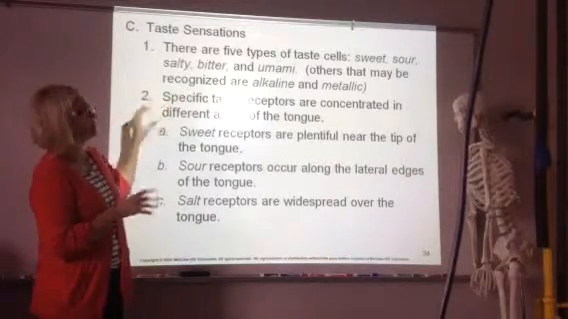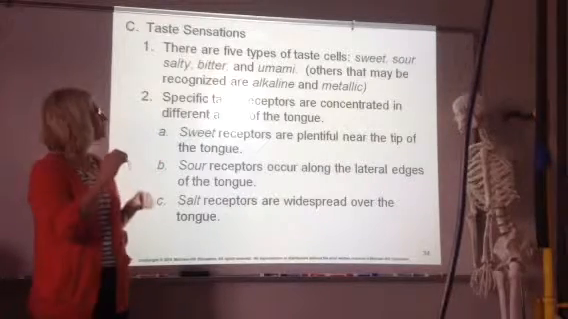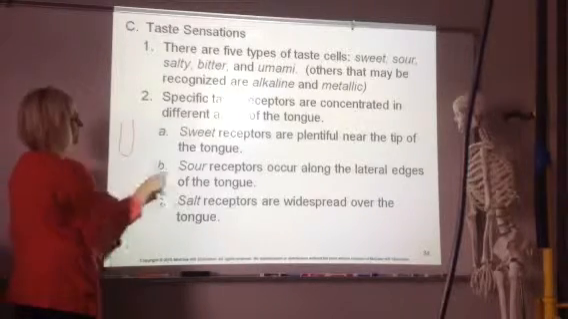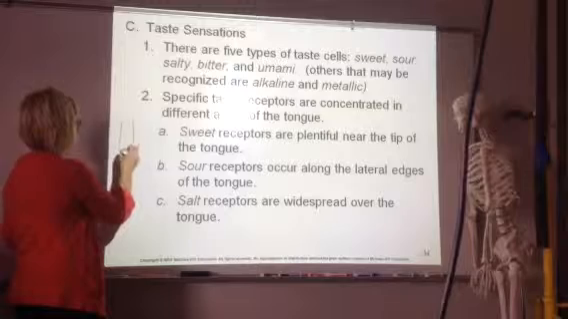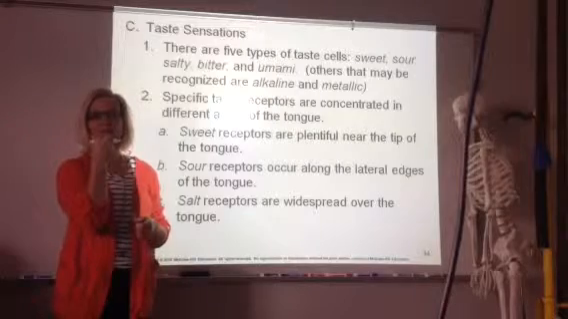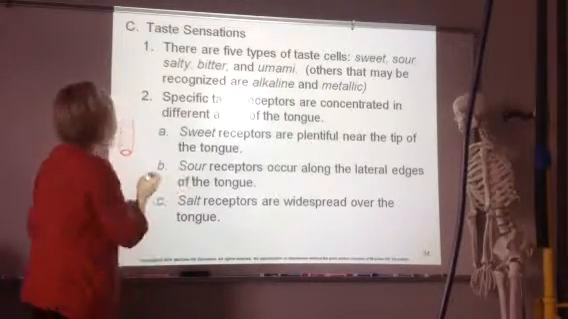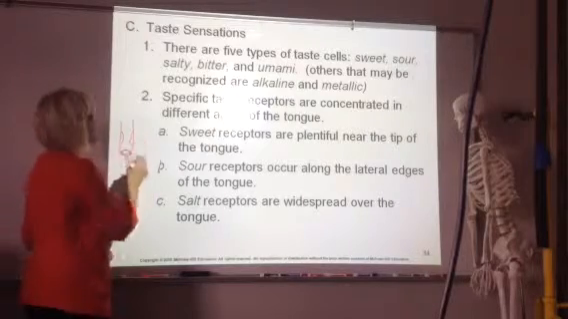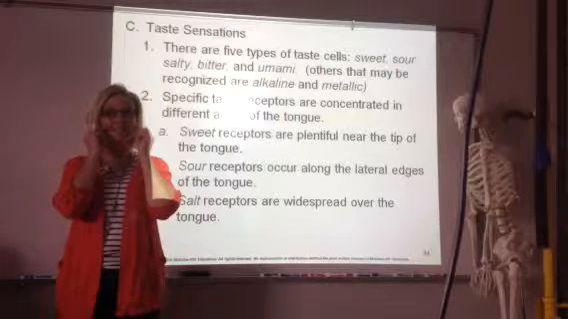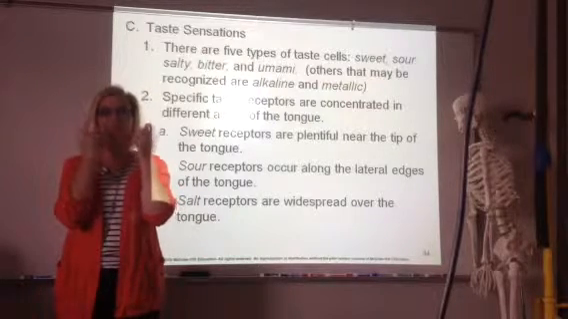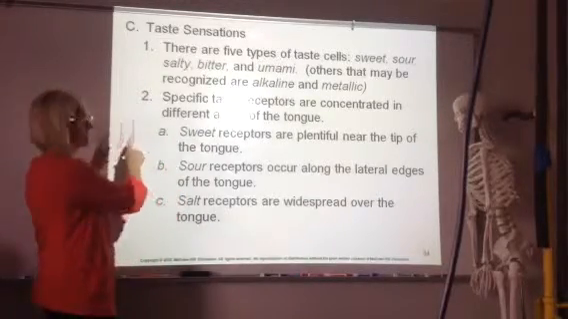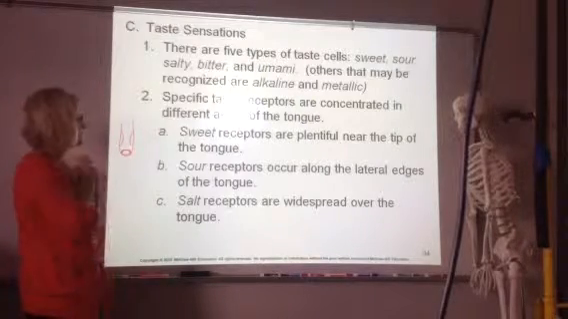So these receptors are concentrated in specific parts of your tongue. If I draw a picture of the tongue, your sweet receptors are very plentiful at the tip of your tongue. So that is a sensitive area for sweetness. Sour receptors are along the outside, which is why when you eat something sour, the edges of your tongue is where you really feel that. Your cheeks almost get that sensation because it is the sides that detect most of that sour.